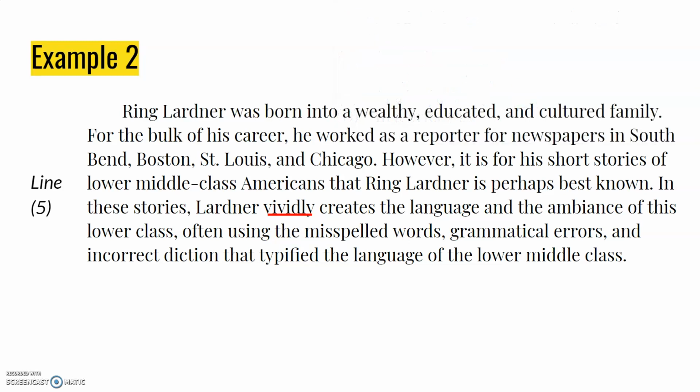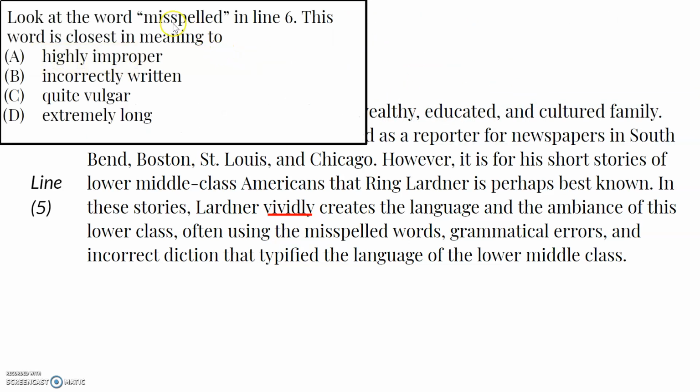Another example. Look at the word misspelled in line 6. This is line 5, line 6. This word is closest in meaning to... Remember, miss is wrong or incorrect. So let's find it. It's in B. That's it.